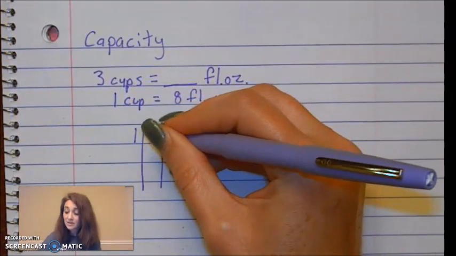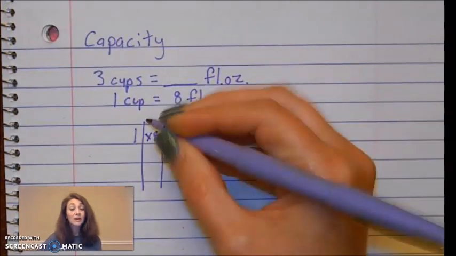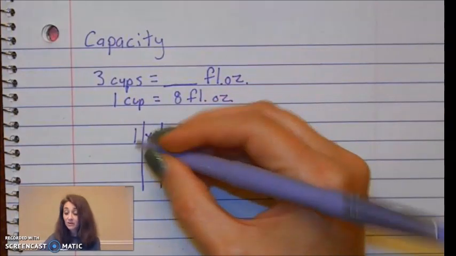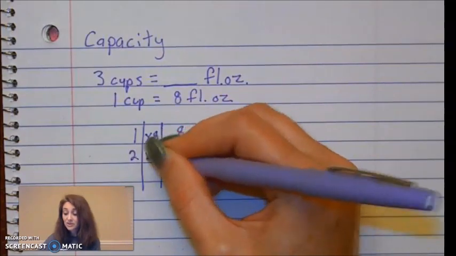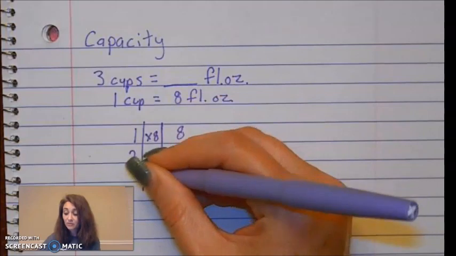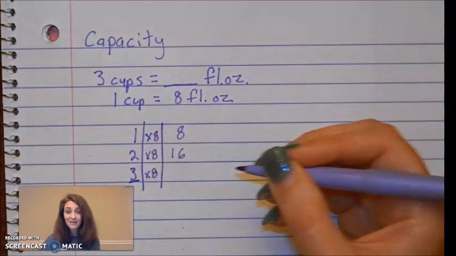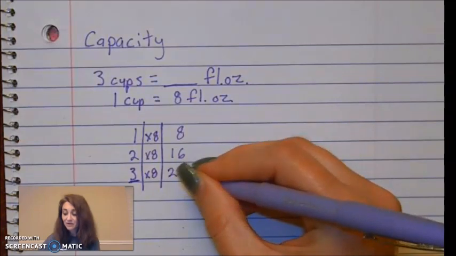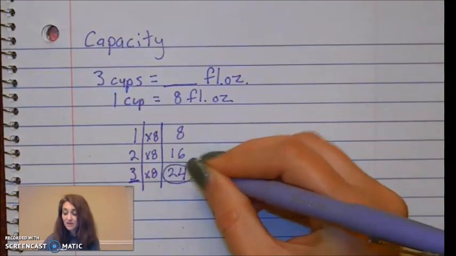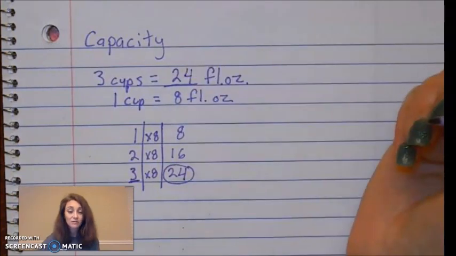1 times 8 equals 8. So I'm going to just follow that same pattern. I could do 2 times 8 equals 16, and then go to what I'm looking for, 3 times 8 equals 24. There's my answer right there. Put it in my blank. 24 fluid ounces.